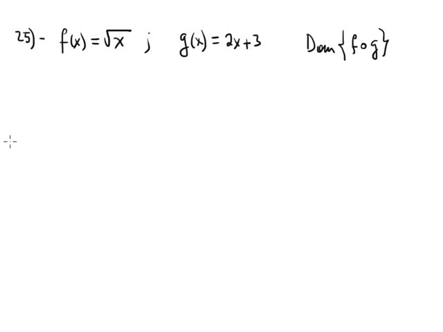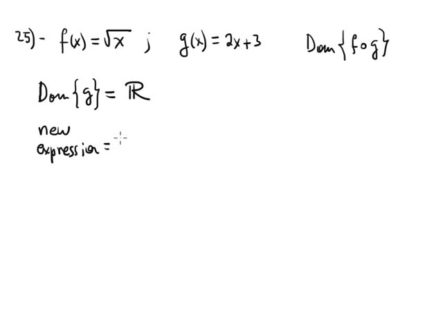Done? Okay, 25. Again, same procedure. Domain of the first function is G. We have no restriction, it's a linear function, it's all real numbers. Okay, new expression. New expression is F composition G, G inside F. This is radical 2x plus 3.